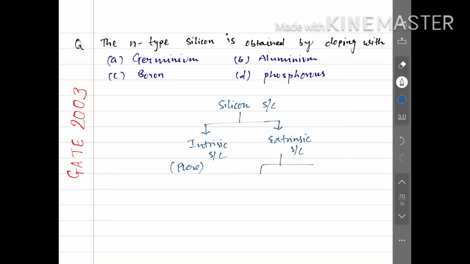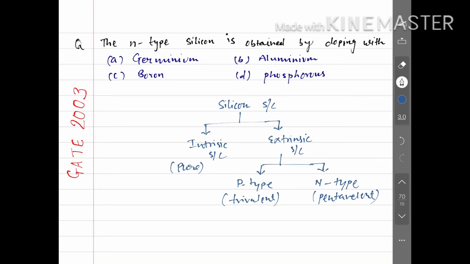Extrinsic semiconductor is basically of two types: one is known as p-type and another one is known as n-type semiconductor. We get p-type by adding trivalent impurity, and n-type by adding pentavalent impurity. When we add trivalent impurity, we get p-type material because there is one vacancy. With pentavalent impurity, we get n-type because there is an excess of electrons.